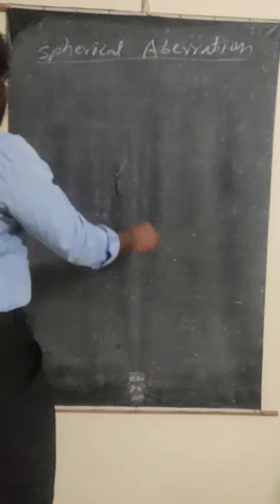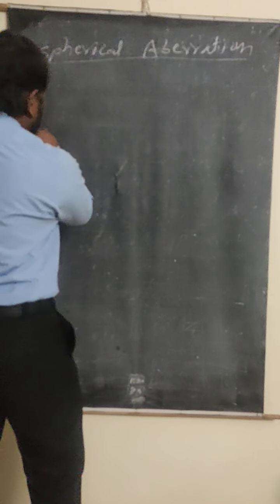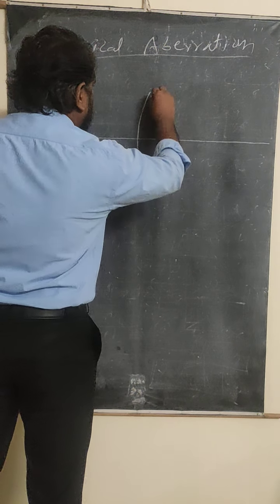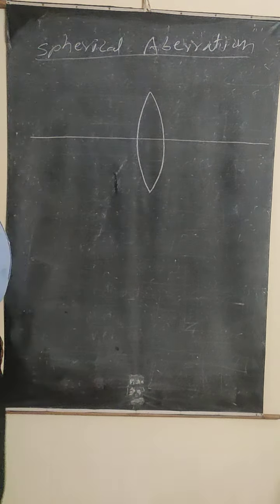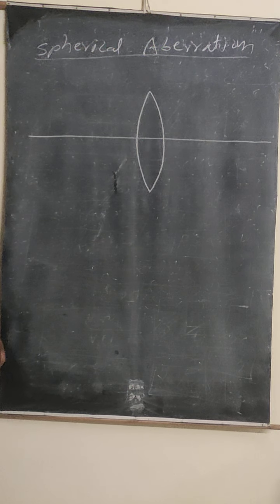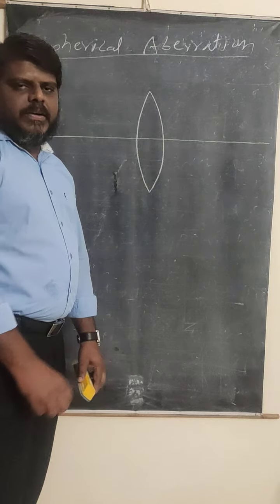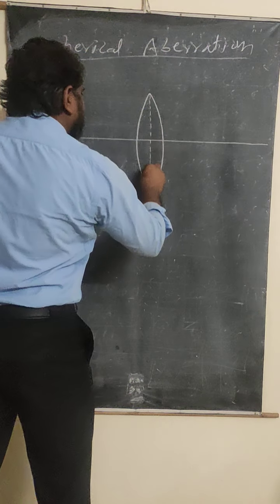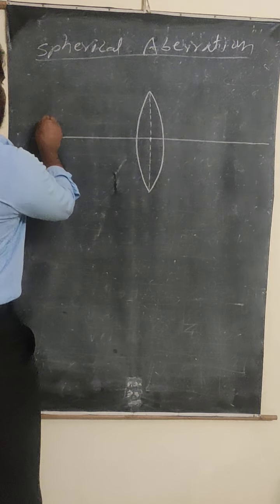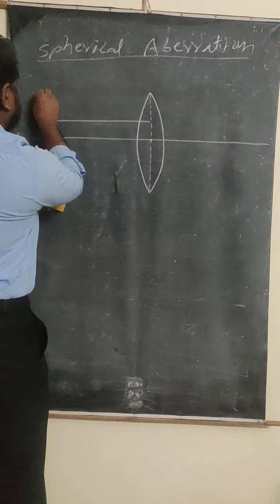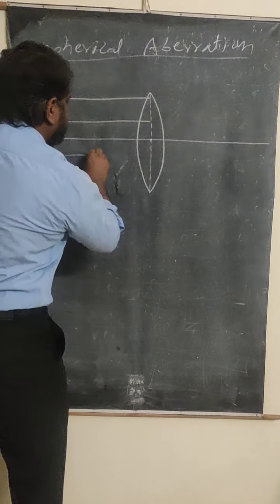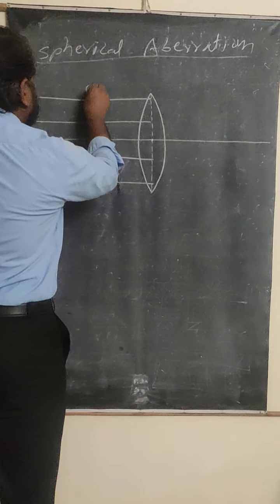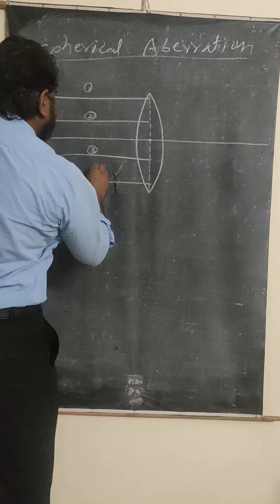When you refer to the spherical aberration, first I take the principal axis here. This is the principal axis and you take a convex lens. It is called the convex lens, or also a converging lens. Now the object is at a far distance, or at infinity, and the rays are coming from it. Let us say this point is the optical center. Let's take the rays here. This is the first ray incident, this is the second ray, this is the third and this is the fourth. Like this, you give the numbers 1, 2, 3, 4.